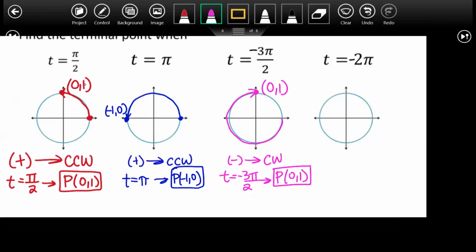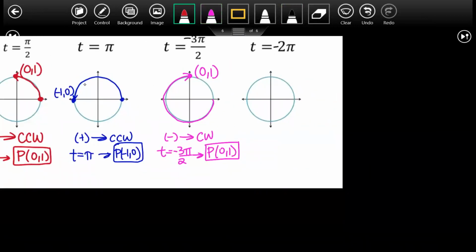The next one that we're getting here, this is our final one. This is also negative, so we're going to go clockwise. Terminal start is here. We're going to go 1 full rotation back around, which is going to get us back to our start. Negative 2 pi is still going to be 1, 0.